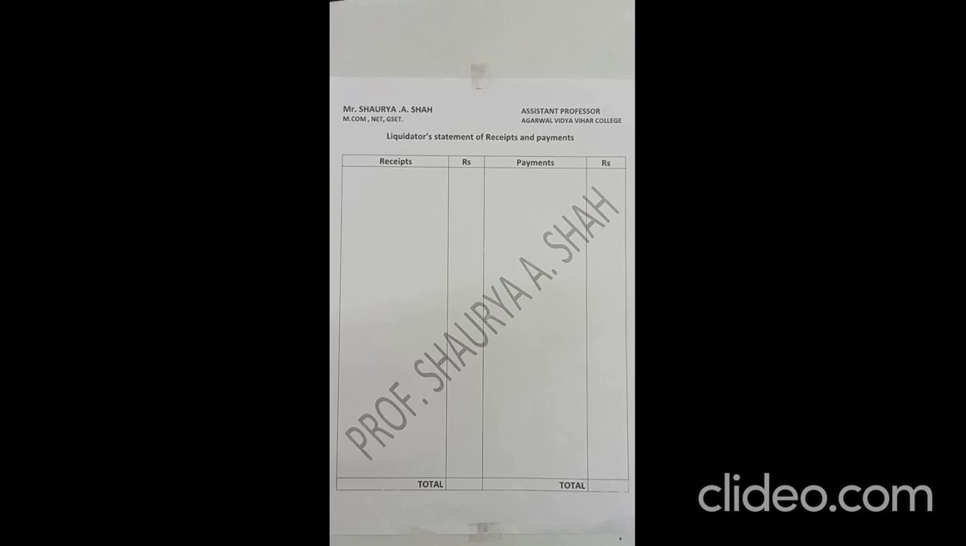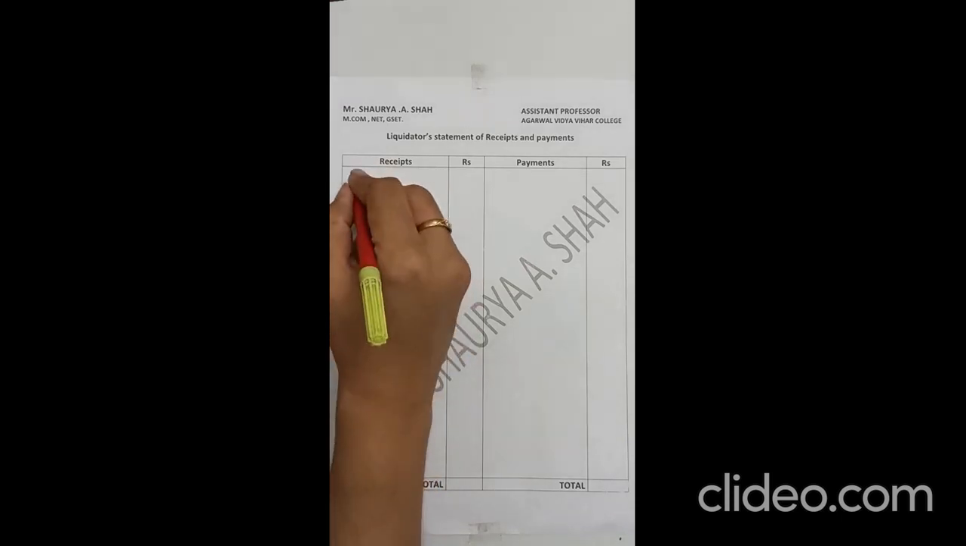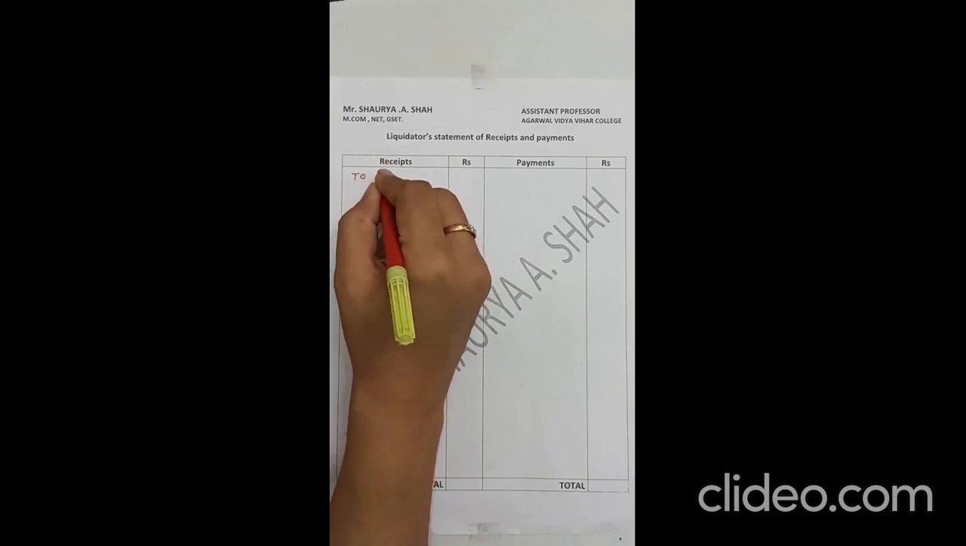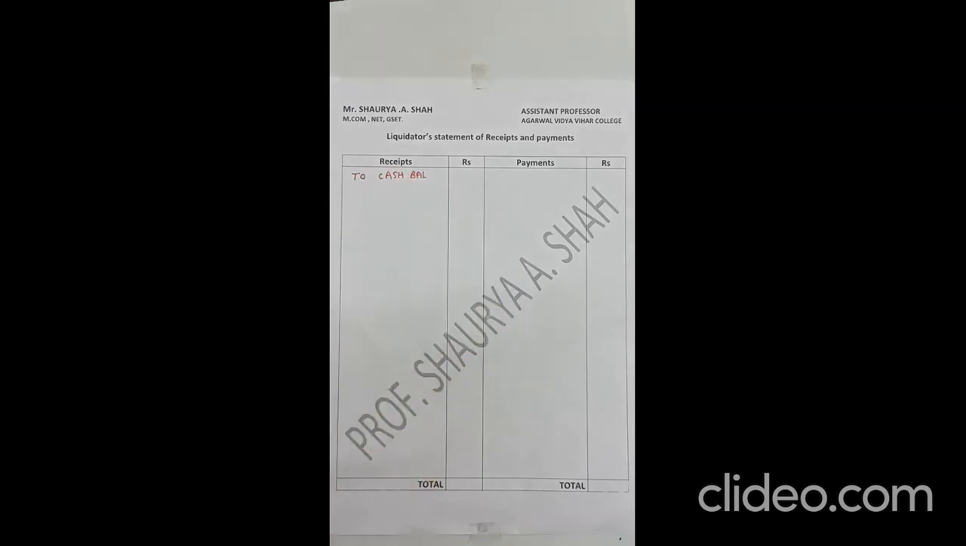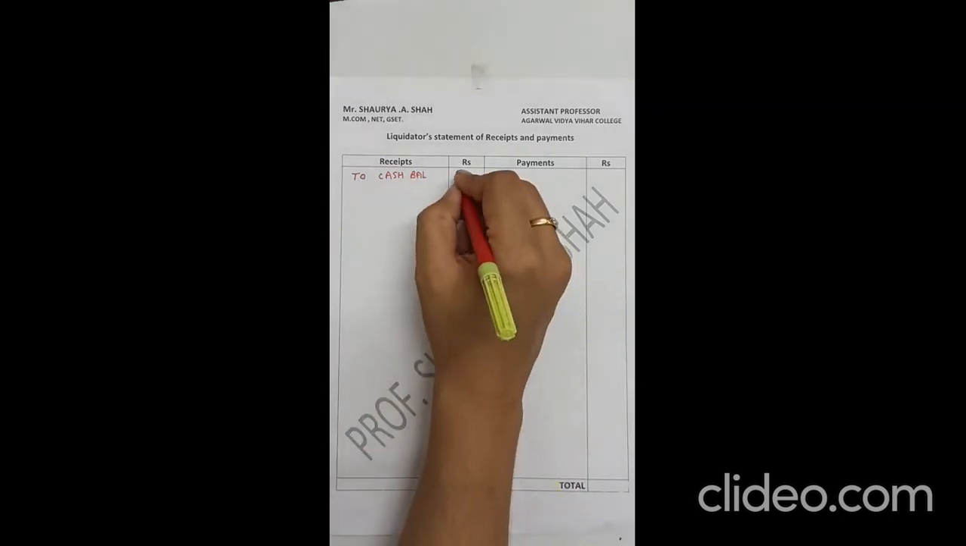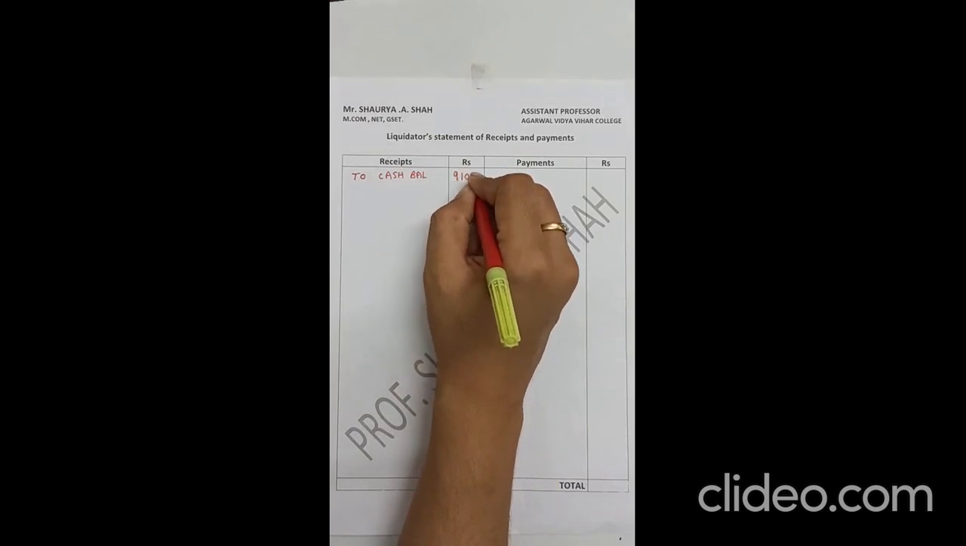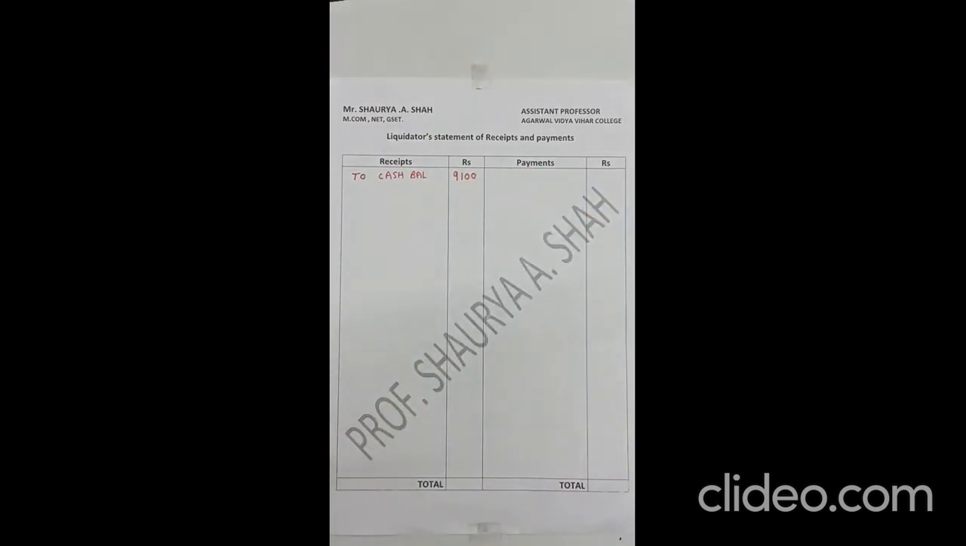So what you will write, dear students, on the debit side, that is your receipt side, you will first write down the balance of cash which is given in the balance sheet, right? So how much is it? 9,100 rupees. So on the very first line of your receipt side, you will write "To cash balance." How much will my cash balance be? It will be 9,100 rupees. Whatever is given in the balance sheet, I will write it down. I hope everyone can see the sum.